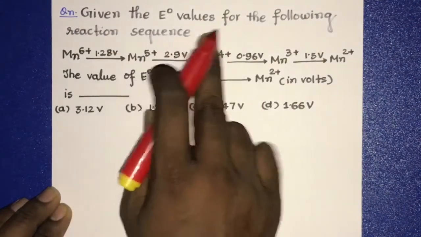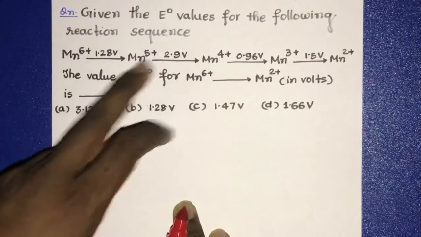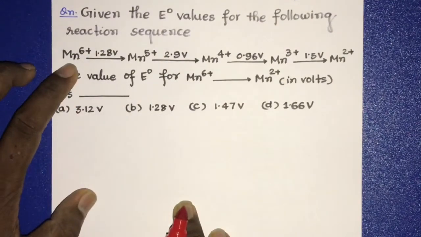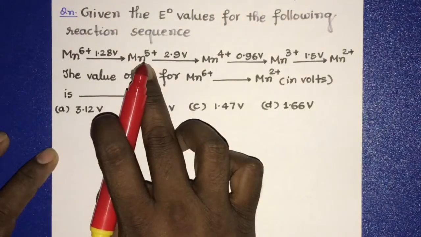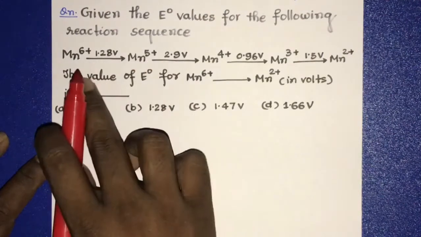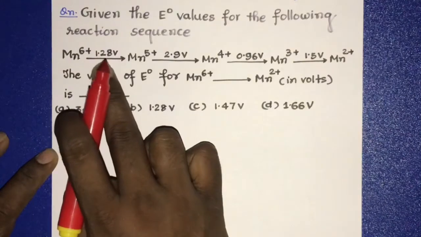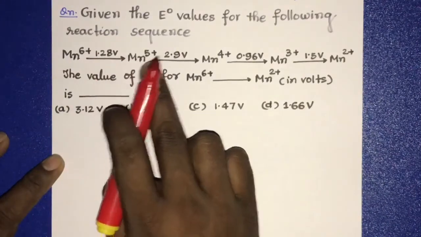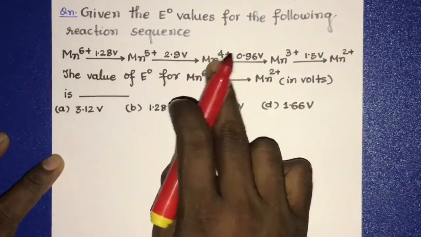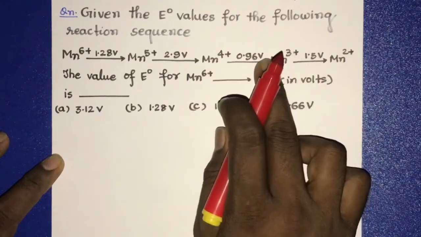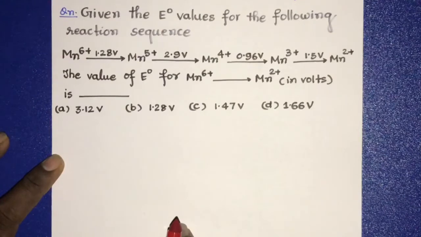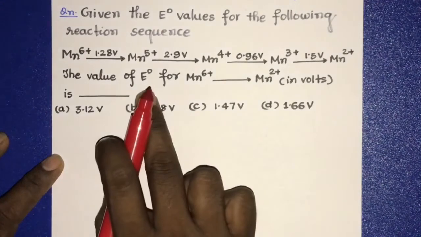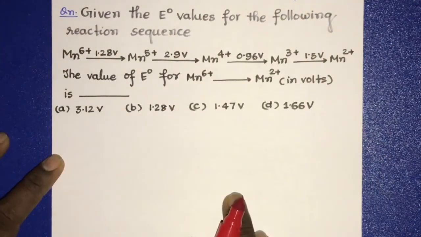Given the E0 values for the following reaction sequence, here manganese in plus 6 oxidation state, when it goes to Mn plus 5, the E0 cell value is 1.28 volt. From this to this much volt. From this to this much volt. From Mn3 plus to Mn2 plus, this is 1.5 volt. Now we have to find the value of E0 for Mn6 plus to Mn2 plus.